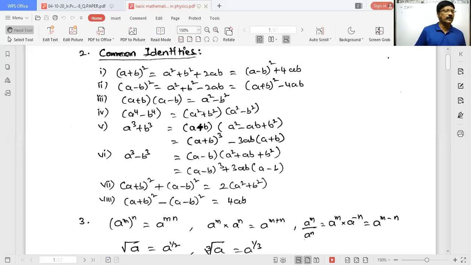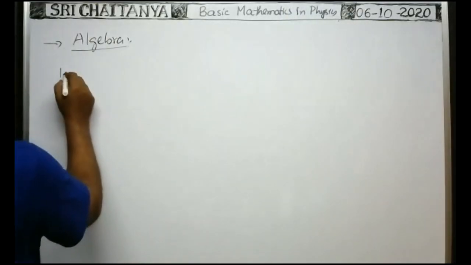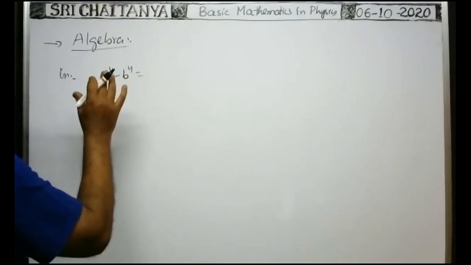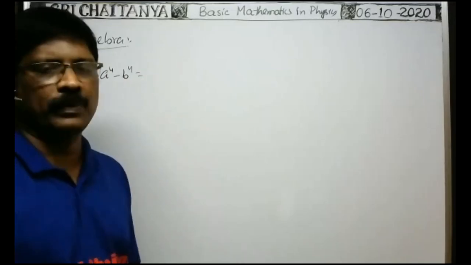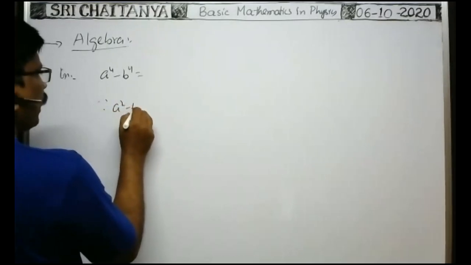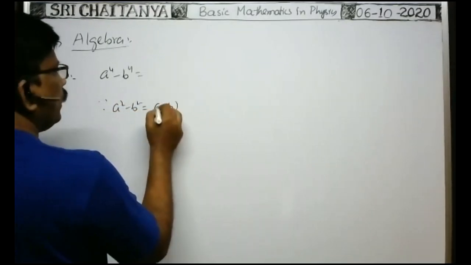Okay, next, (a + b)(a − b) can be written as a² − b². Here, in this you see how we can write a⁴ − b⁴. Suppose we have an example a⁴ − b⁴. How can we write this in terms of a² − b² or a² + b²? Since a² − b² is equal to (a + b)(a − b), no?